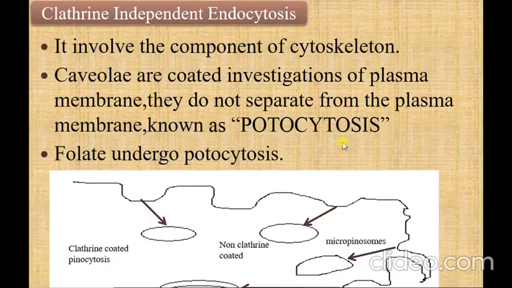Next process is clathrin independent endocytosis. It involves the component of cytoskeleton, and caveolae are coated invaginations of the plasma membrane that do not separate from the plasma membrane, and this process is known as potocytosis. An alternative model suggests, similar to the clathrin-mediated pathway, caveolae bud from the plasma membrane and fuse with the endosome.